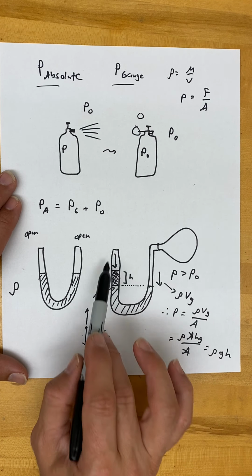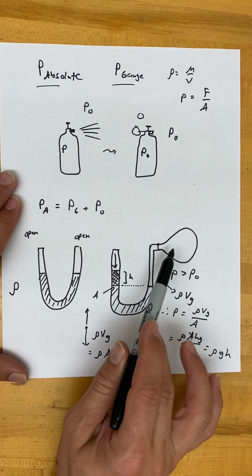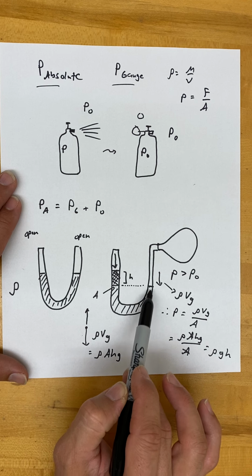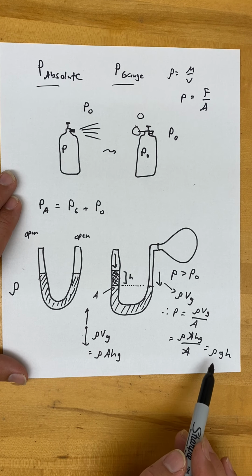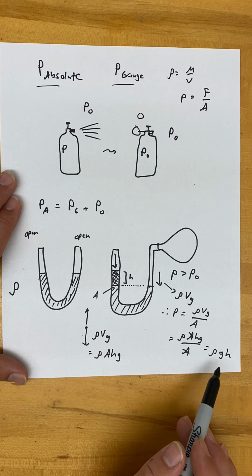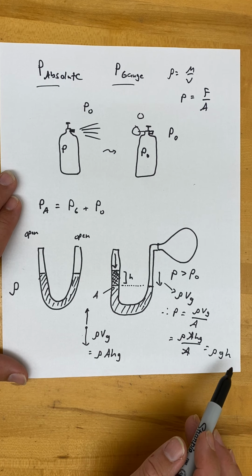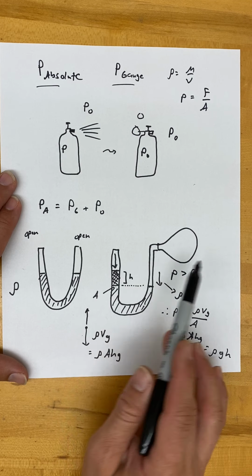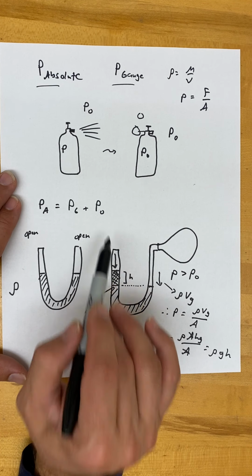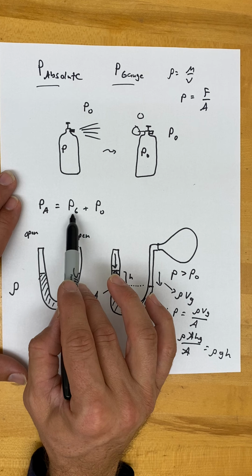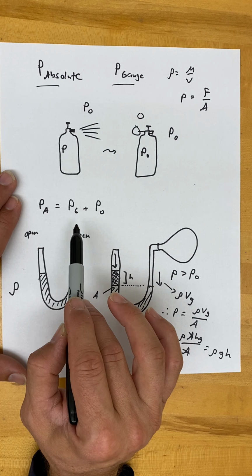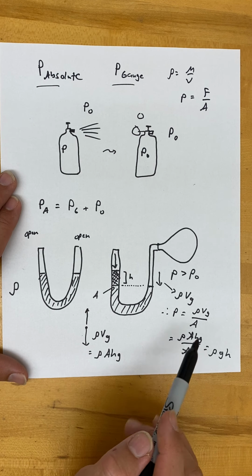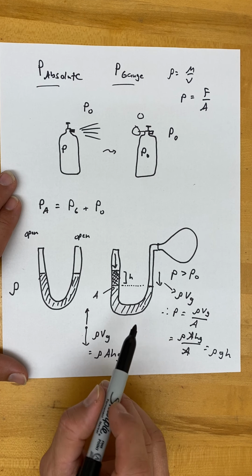So if the pressure here is greater than atmospheric pressure, I register it as a positive rho GH. If it's less than atmospheric pressure, the column goes the other way. I register it as negative rho GH. So atmospheric pressure here is serving like some sort of zero, like a baseline. So anything less than atmospheric pressure, I gauge it as negative. Anything greater than atmospheric pressure, I gauge it as positive. This is a manometer.